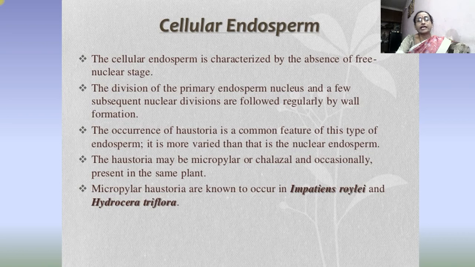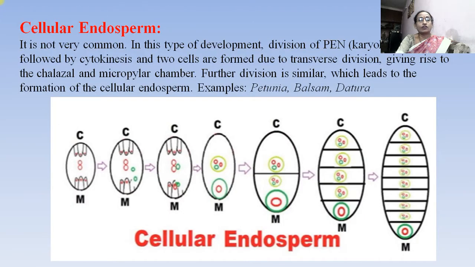Then the second type of endosperm is cellular endosperm. Cellular endosperm is characterized by the absence of a free nuclear stage. Means every division of the primary endosperm nucleus is followed by wall formation, and therefore the occurrence of haustoria is a common feature of this type of endosperm. The haustoria may be micropylar or chalazal and occasionally present in the same plant. Cellular endosperm is not very common.